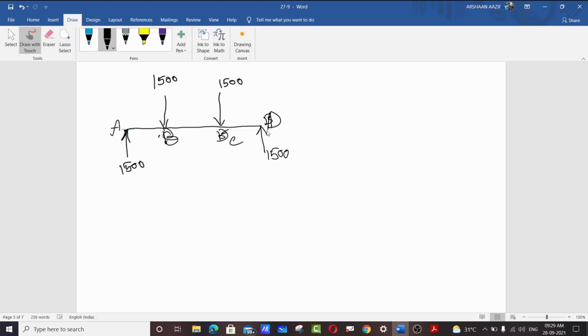C and D. Now since A and D are the supports, the bending moment at A will be 0, the net bending moment, and the bending moment at D will be 0 because of the support points. Now we will have bending moment at C and we will also have bending moment at B. Now to find it, this is where you have to be careful.